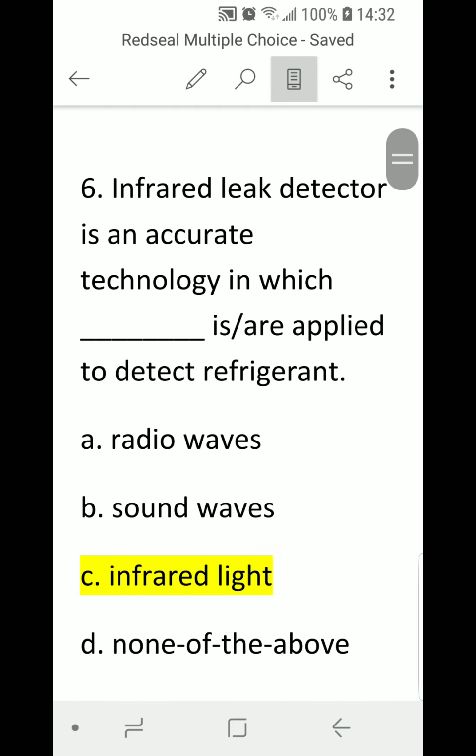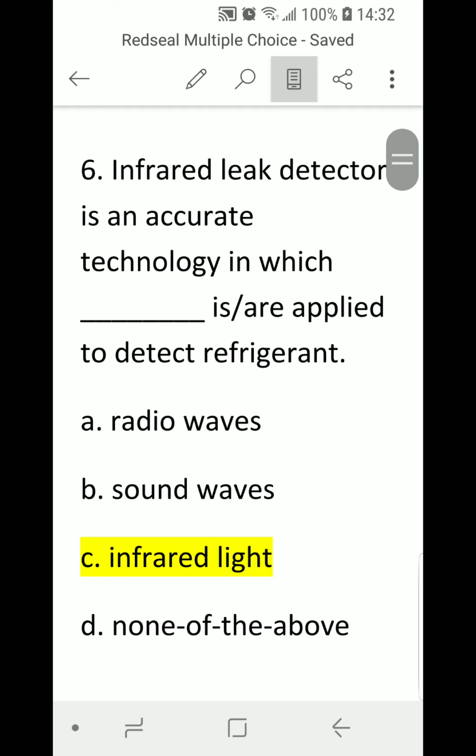Number 6. Infrared leak detector is an accurate technology in which blank is applied to detect refrigerant. A. Radio waves. B. Sound waves. C. Infrared light. Or D. None of the above? Correct answer is C. Infrared light.